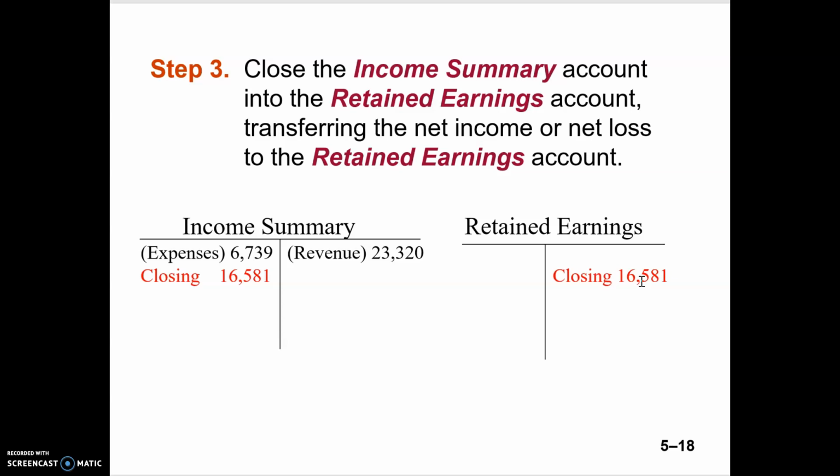If you think about our retained earnings statement, right? Our retained earnings statement, we take the beginning balance, we add net income. So this is where retained earnings goes up by net income when we do this third closing entry. All right, so now after step 3, revenue, expenses, income summary, all have a zero balance. Retained earnings has gone up by the amount of net income.